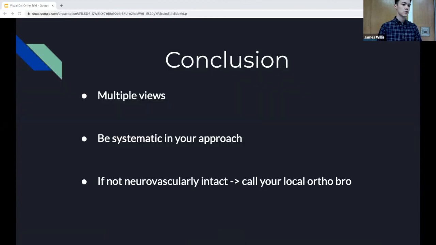In conclusion, always get multiple views, try to be systematic. And if not neurovascularly intact, just call your local ortho bro.